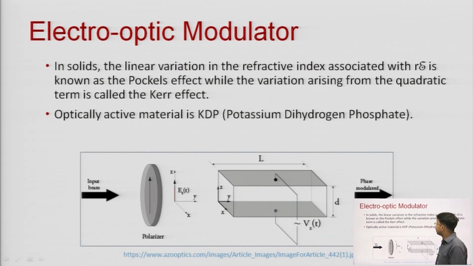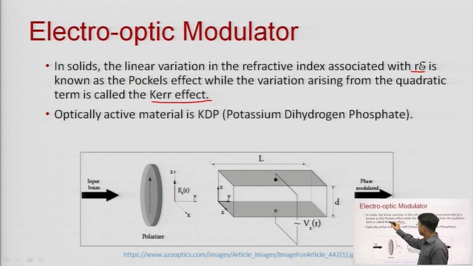In solids, the linear variation in the refractive index associated with this term is known as Pockels effect again, while the variation arising from the quadratic term is Kerr effect. In some materials, this one is more dominant, and in some materials this one is more dominant. It depends on the material, it varies from material to material. So, this is a pictorial representation.